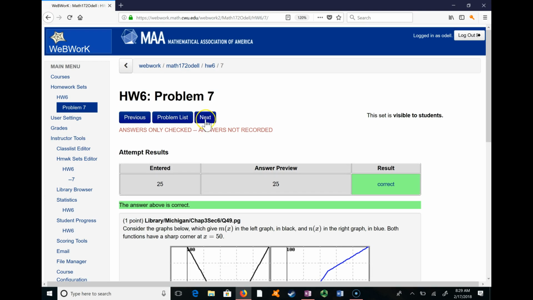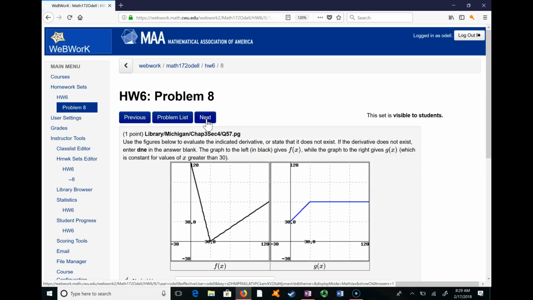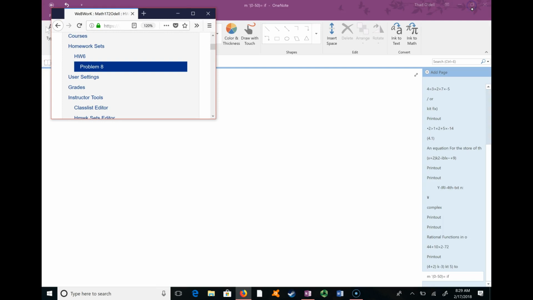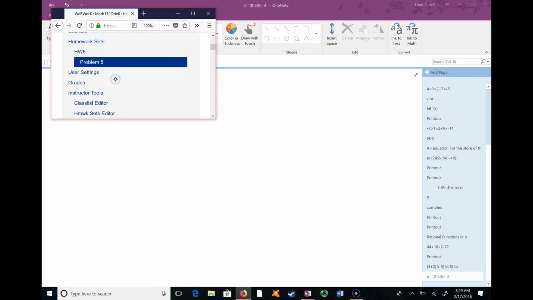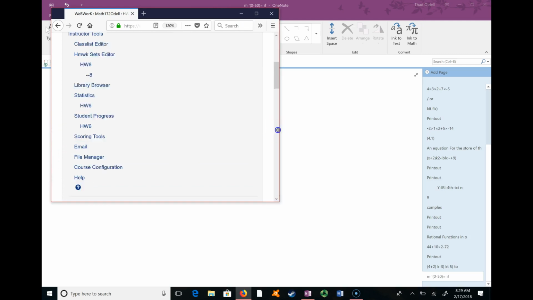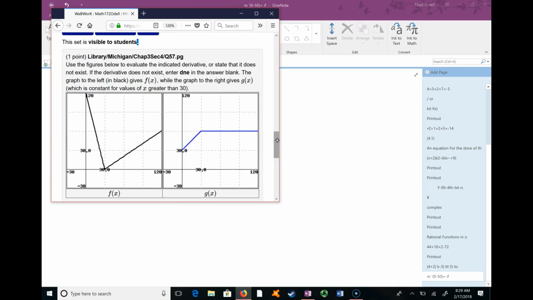Hopefully that made sense. Let me do another one of these graphing ones. This one's a little bit easier because you're not working backwards, you're just evaluating. So this says evaluate the derivative of f of g of x at 15. So what we're really looking for is, can I make this a little smaller? It's too small. Yeah, there we go.